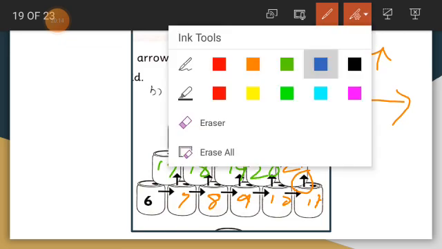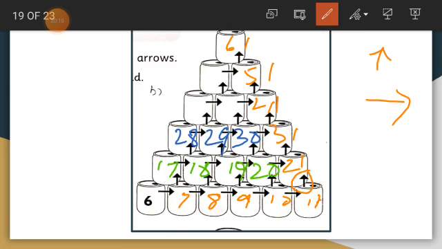Let me change my color and I am going to take the red color. Okay, now here is the 29. You can see the arrow is going up. So we are going to add the 10 in 29. The answer is 39. Add the 1, 40 plus 1, 41.